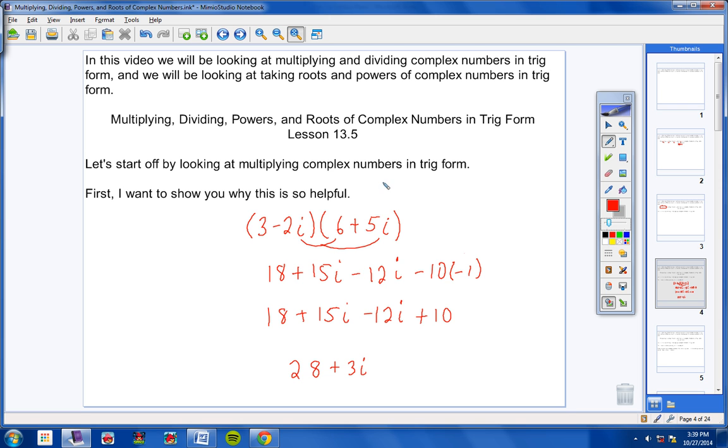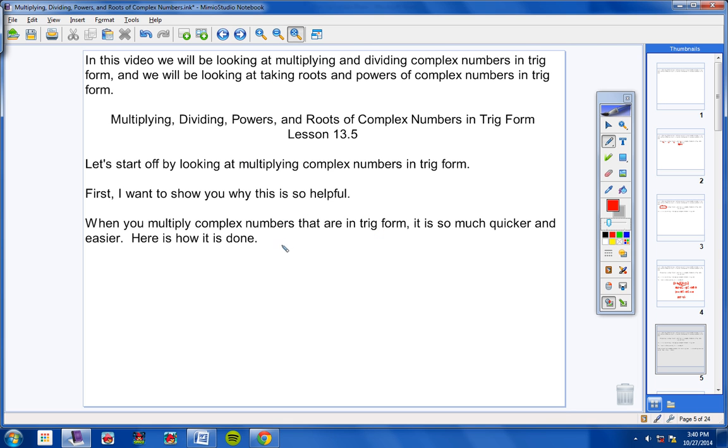Okay? And so when you're multiplying complex numbers that are written in standard form, there's a little bit of work involved. However, when you multiply complex numbers that are in trig form, it is so much quicker and so much easier. Okay, so here is how it is done. Please take some really good notes on this. I'm only going to give you one example because it's so easy to do.